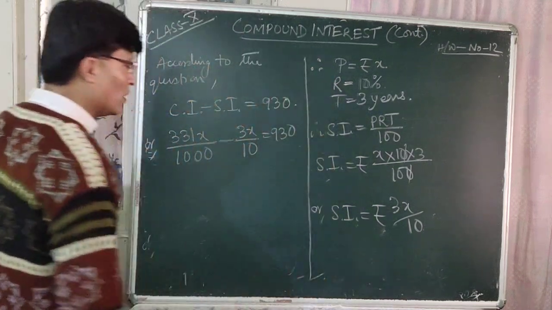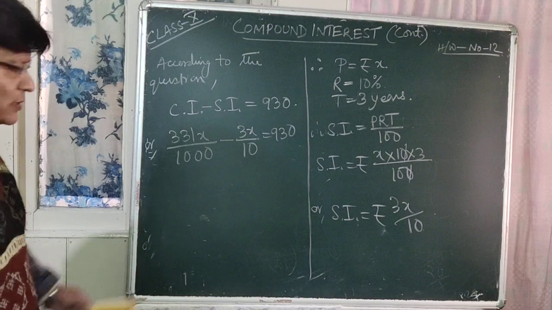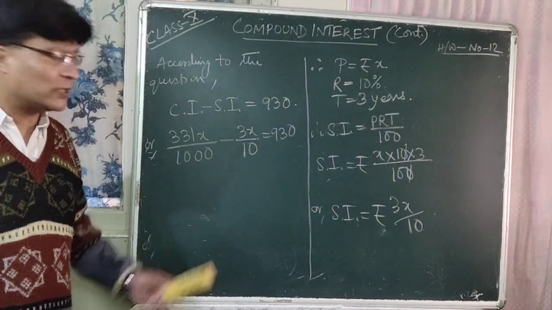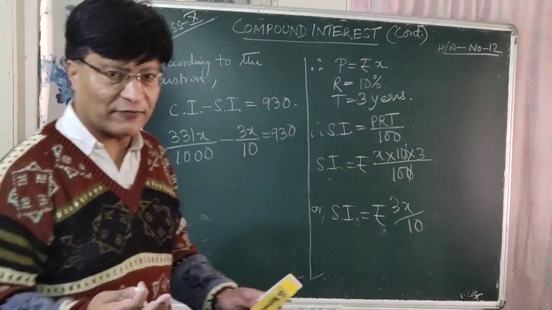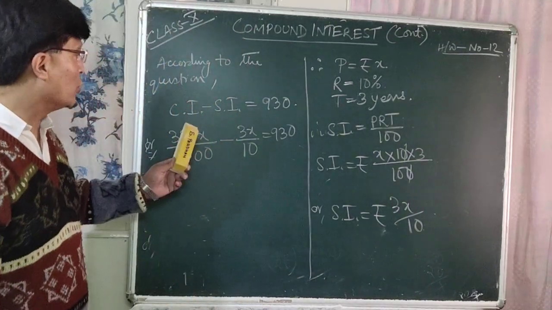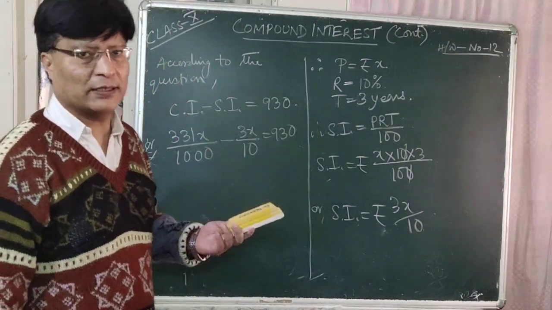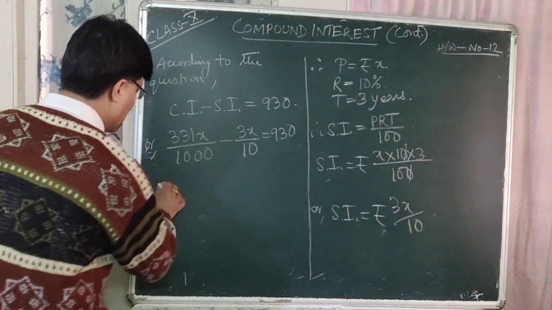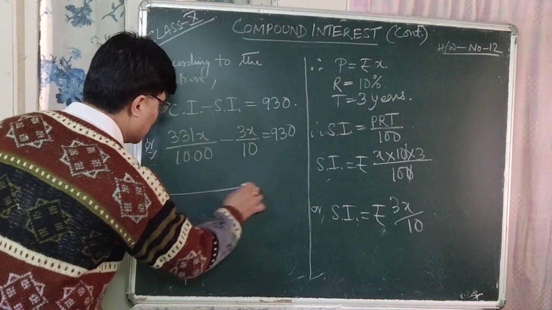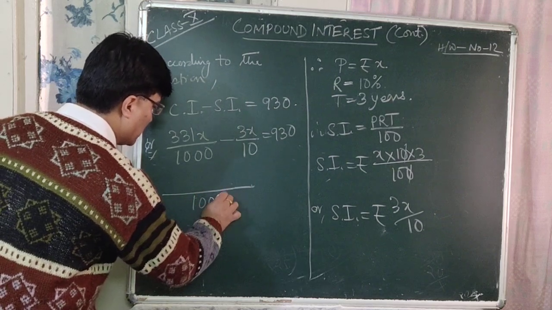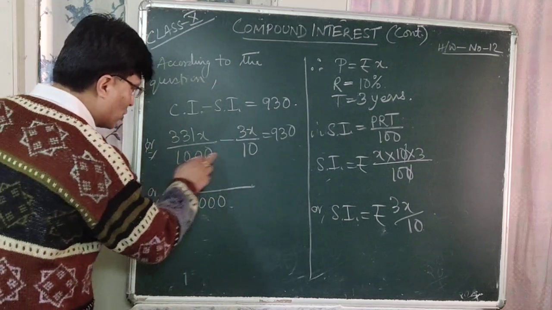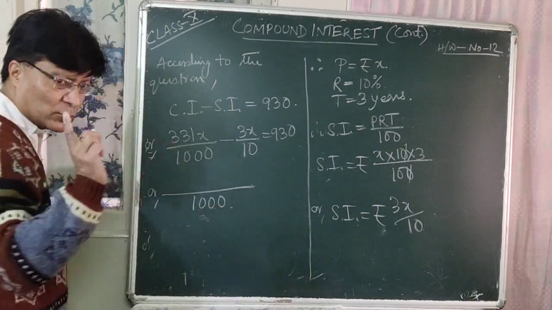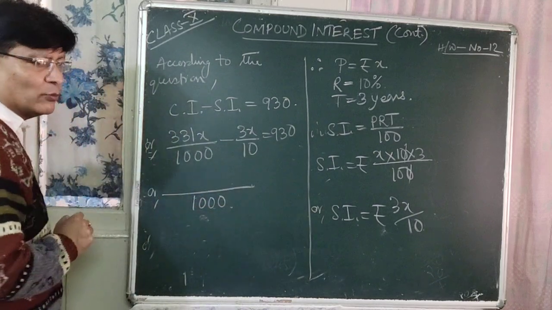Now let us simplify it. Let us solve it to get the value for x. This is an equation. You know how to get the value for x. Here x is an unknown quantity, that is a variable. So x actually here is the sum of money or the principal. So let us solve it. What's the LCM? LCM of 1000 and 10 is 1000. 1000 divided by 1000 is 1, and 1 should be multiplied by 331x.